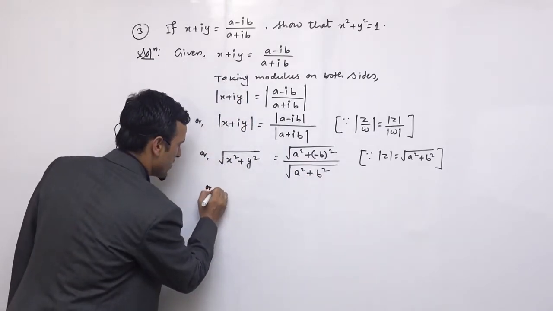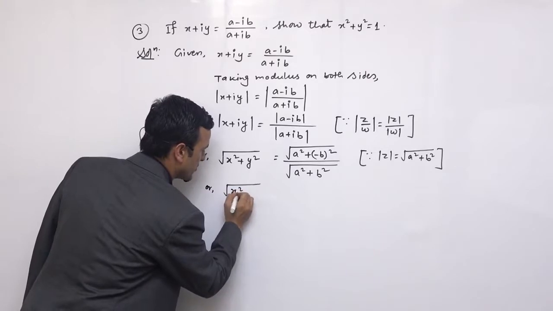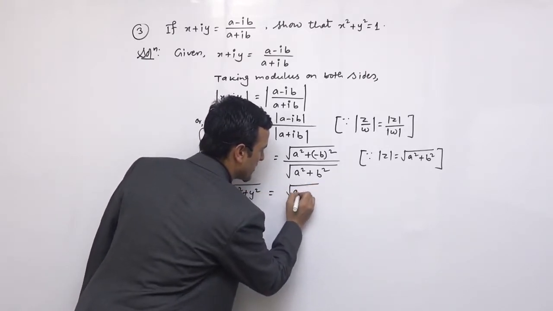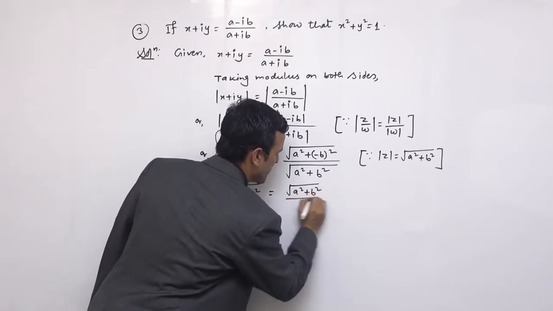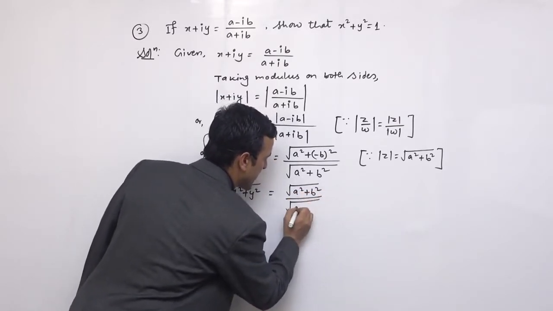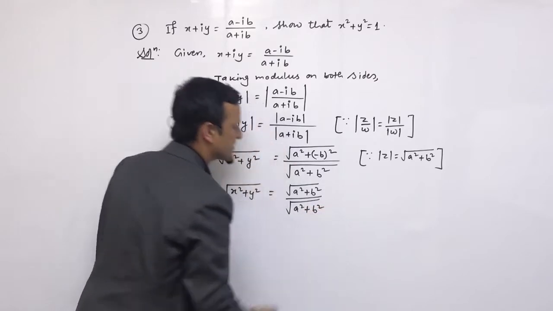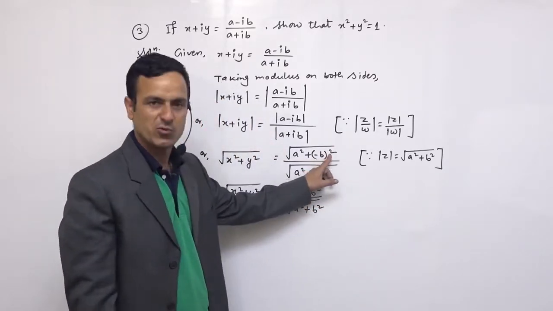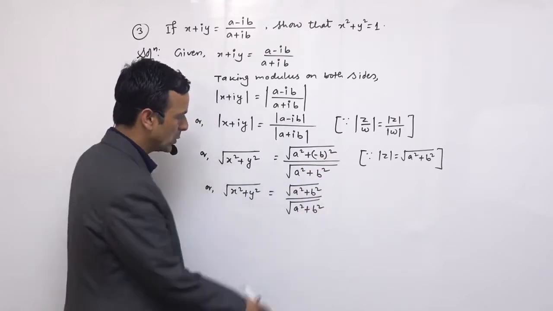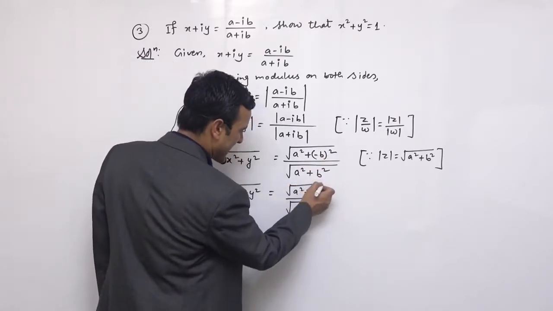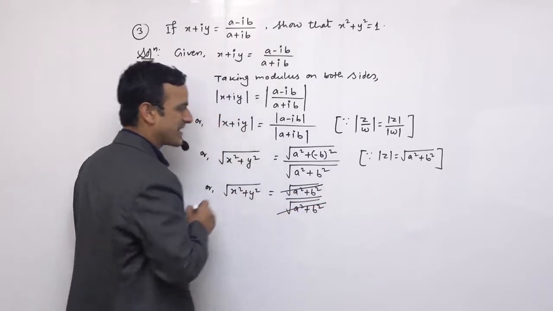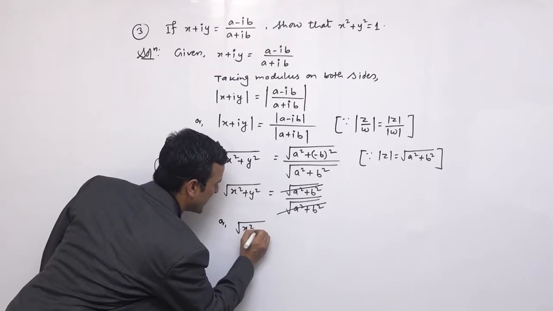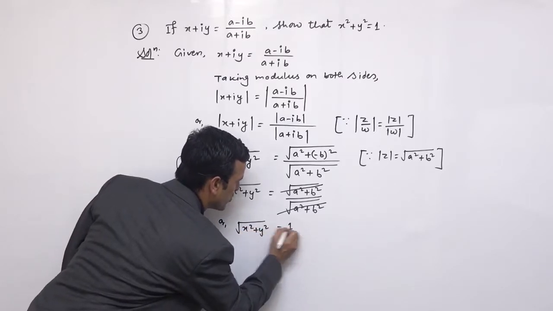Now the modulus is square root of x square plus y square, and root under a square plus b square, divided by root under a square plus b square. This minus becomes plus after removing this bracket. So in the numerator and denominator we can see the same term, so we can cancel. Here the remaining term is equal to 1.